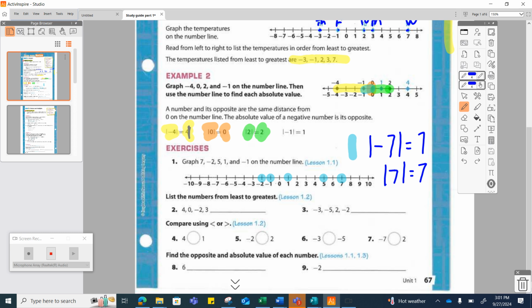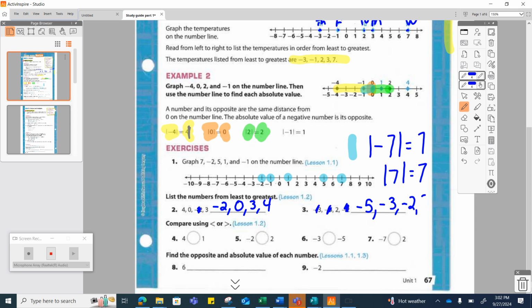On the number line, the furthest one to the left is -2. Then we would have 0. Then we would have 3. Then we have 4. Okay? And then at this set, furthest to the left would be -5, then -3, then -2. So cross these out as I do them, and then +2.